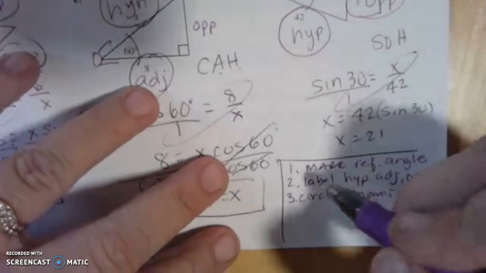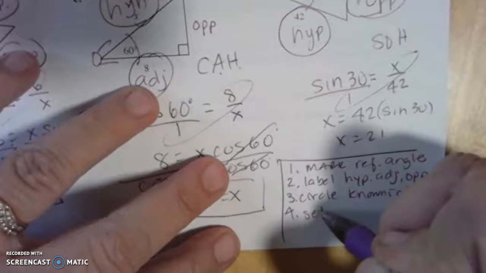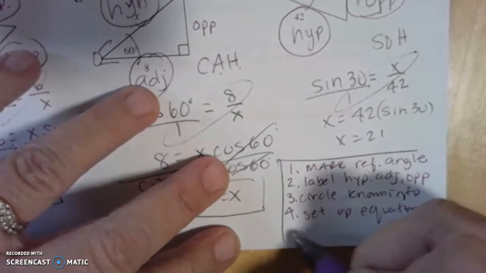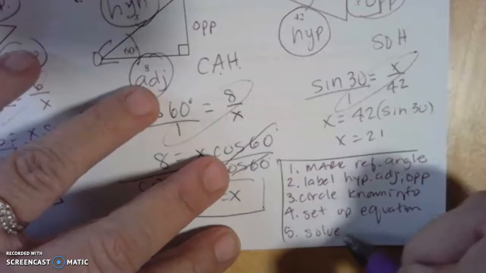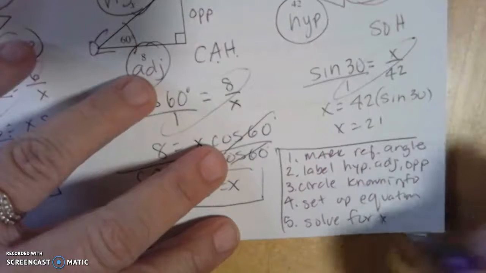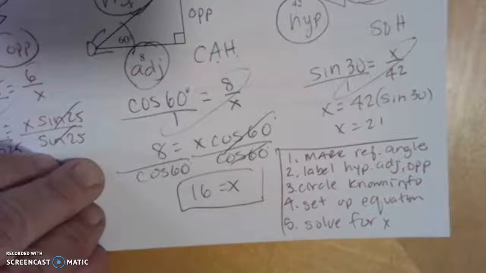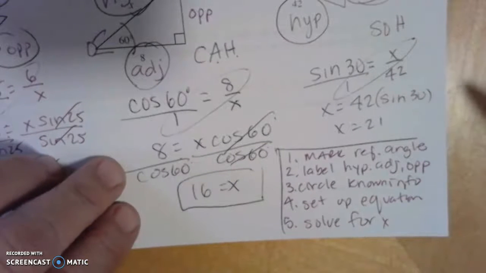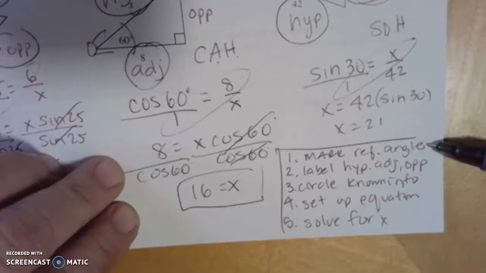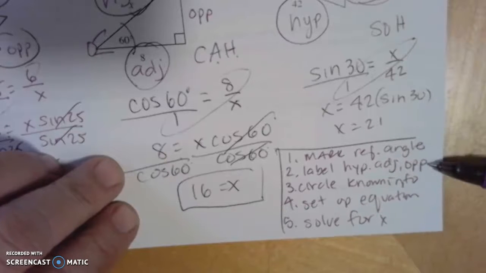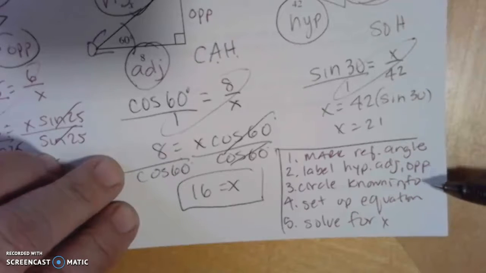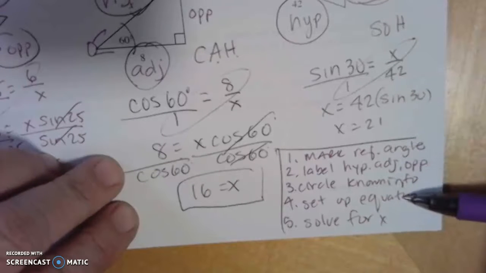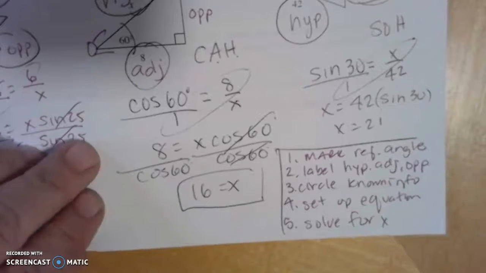Okay, the next thing I did is I set up my equation. And then the last thing is I solve, usually for x, so we'll just put solve for x. Okay. Those are the steps. Every single problem, you do the exact same thing. And on a quiz or a test, if all you can do is mark the reference angle, if you even label the hypotenuse, you get a point. If you circle your known information, if you could do these three things and you accidentally set up your equation wrong, you're at least getting partial credit.